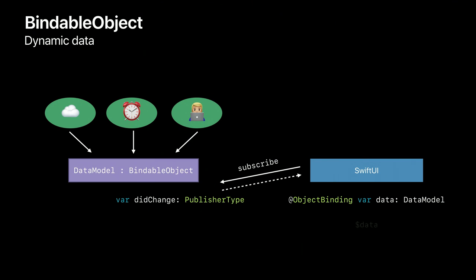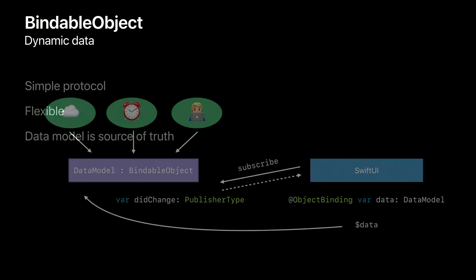In addition, we can use the $ prefix with data, and we can use a binding to our data model. And this will allow us to have read-write access directly to our data model. So now whenever we make changes, perhaps in a text field, those changes are updated directly in our data model. So as you can see, the BindableObject protocol is very simple. Again, just one property that you have to implement.